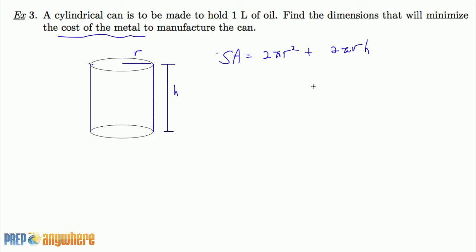Volume. The volume is given to be 1 liter. Now you can't use 1 liter. Do you guys know that 1 centimeter cubed is 1 milliliter? I hope you know that. So 1 liter is actually 1,000 milliliters, which is 1,000 centimeters cubed. You need to convert it into centimeters. So we have pi r squared times h. That's the volume, and that's going to equal 1,000.